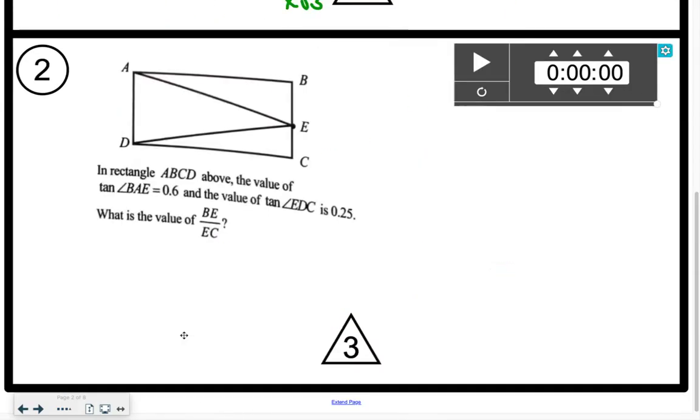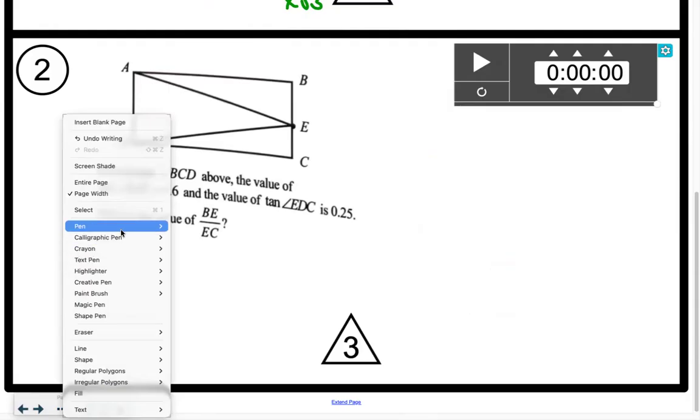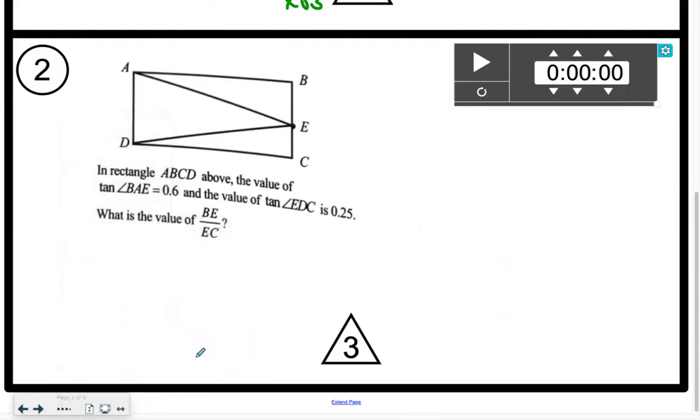All right, let's move on to number two. Here we have one where a common mistake is made, and that is this. So I'll make the mistake at first and then I'll fix it. So the tan of BAE.